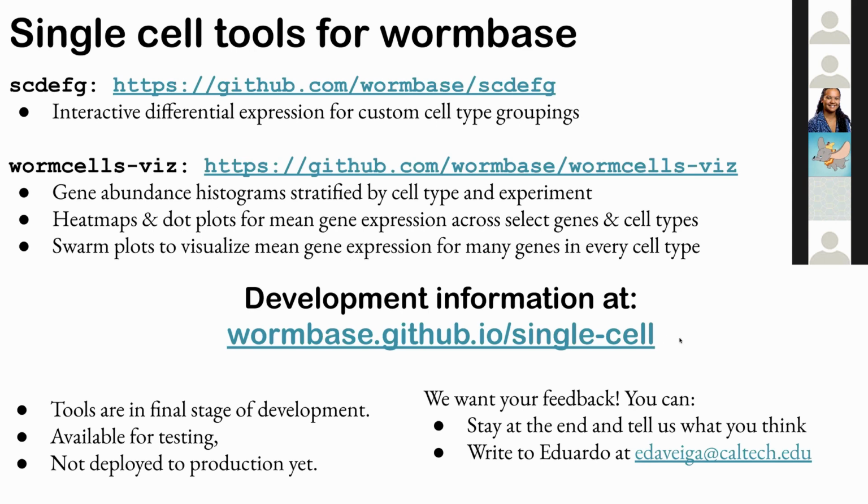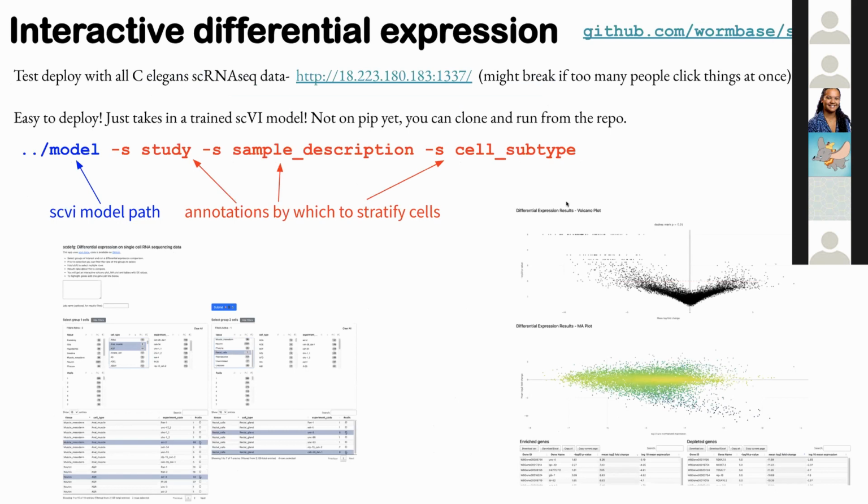All that I'm showing you now is listed at this address here, wormbase.github.io/single-cell. Please go there, take a look, play around with the tools, and then give me some feedback if you have opinions, because it will go into the tool. We want this to be useful for people. We don't want it to be just, look, we did a thing, you know? Okay.